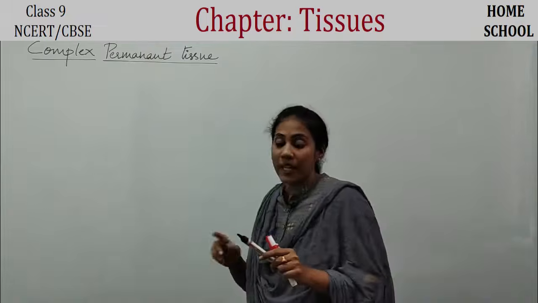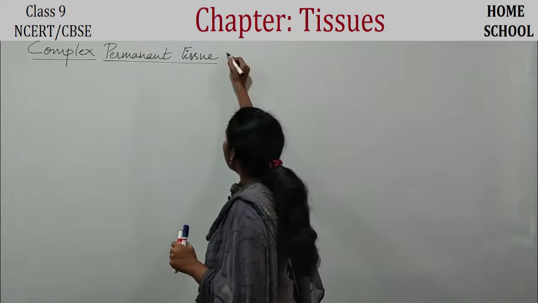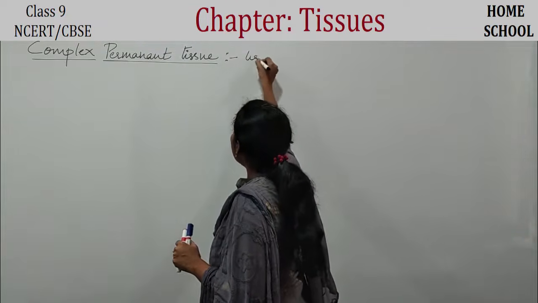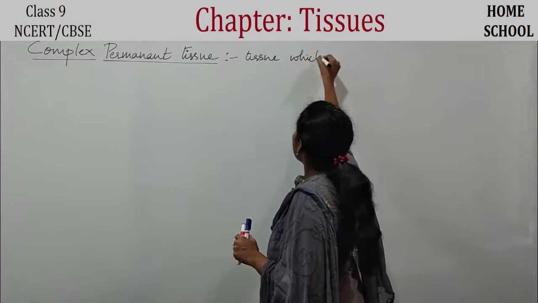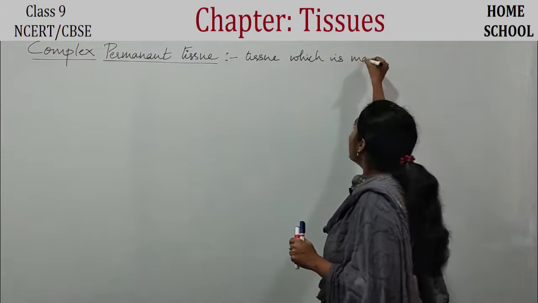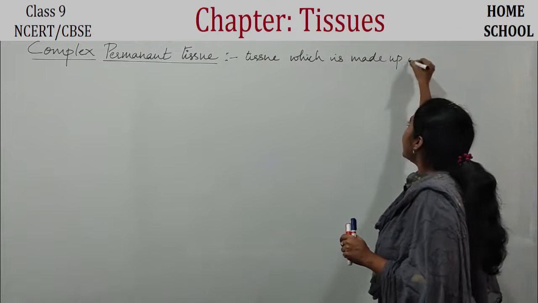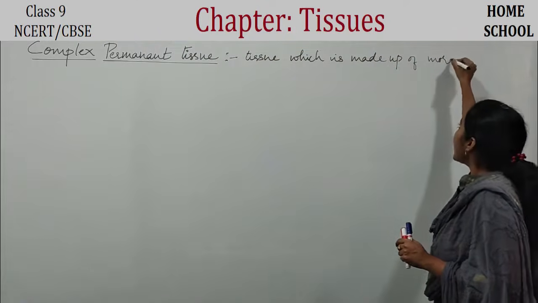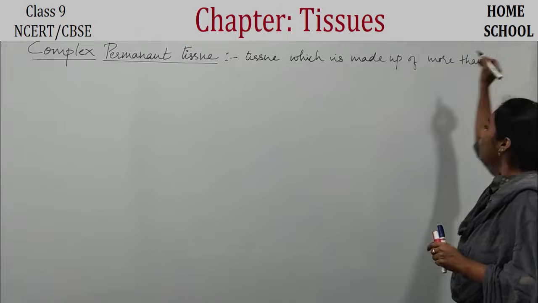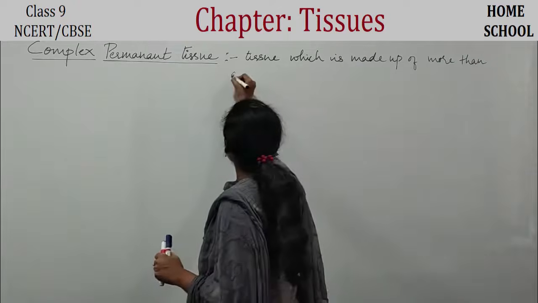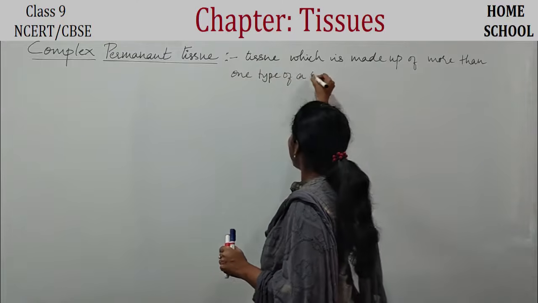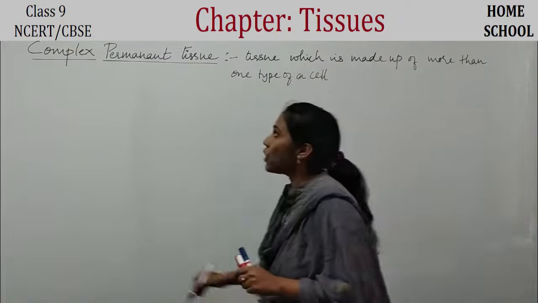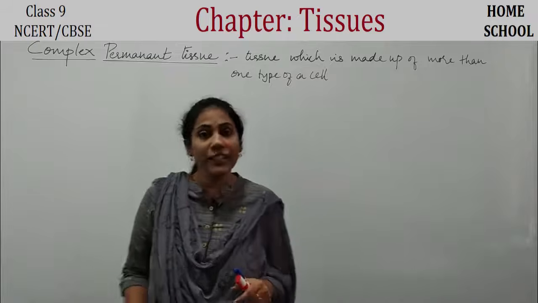permanent tissue. Let us write the definition first. Tissue which is made up of more than one type of a cell. More than one type of a cell is called complex permanent tissue.